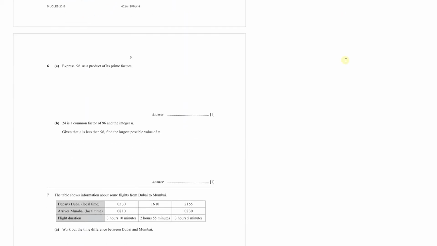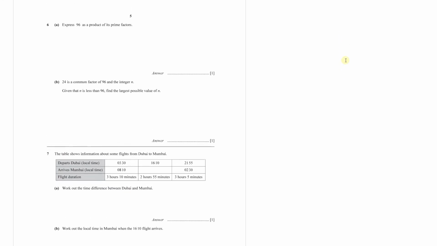Let's move on to question number 6. Express 96 as a product of its prime factors. So you do the factorization of 96. Since 96 is an even number, you divide it by 2.